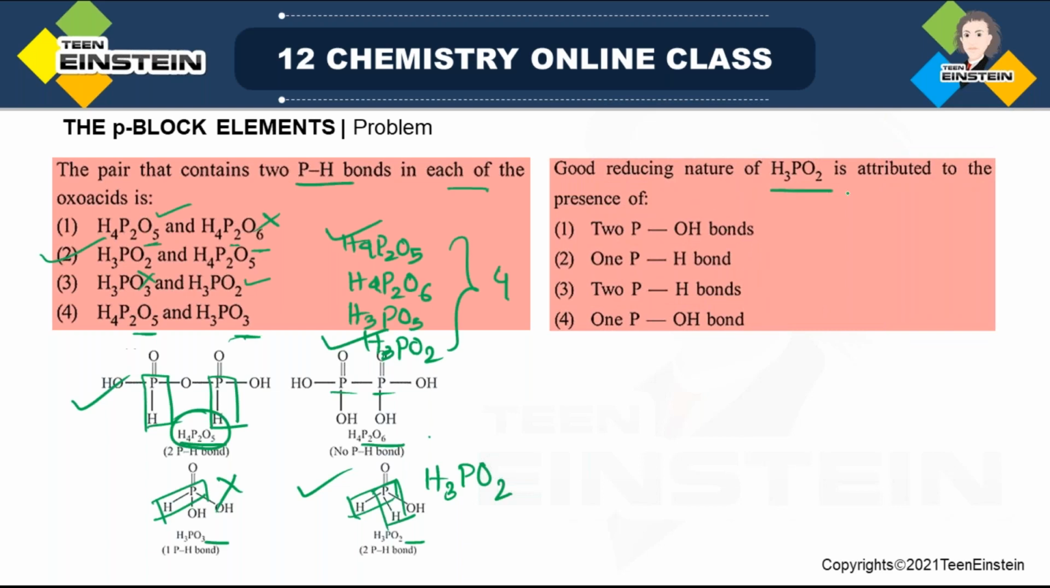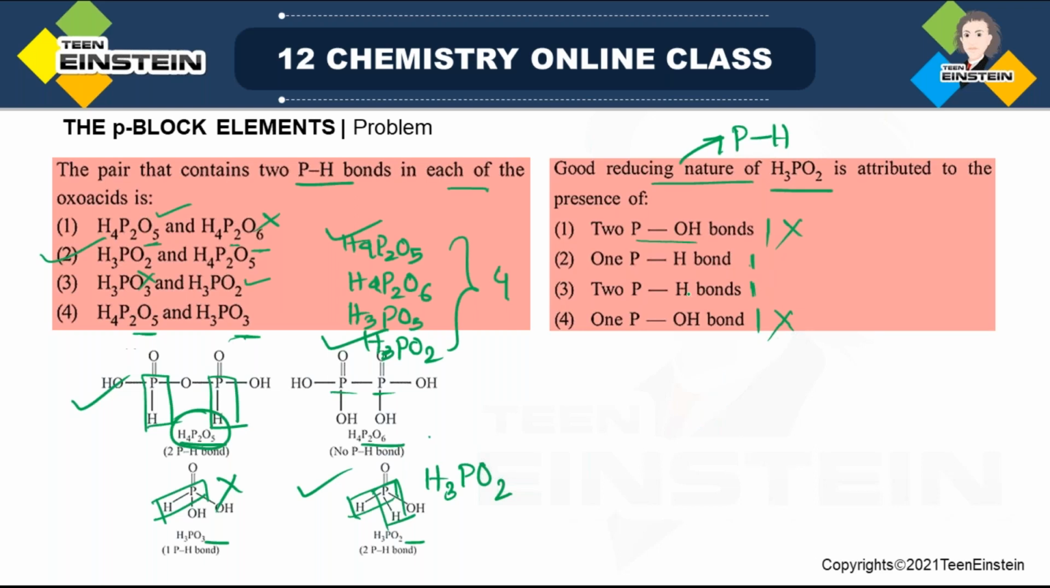Good reducing nature of H3PO2. This is attributed to the presence of how many P-OH bonds or P-H bonds? In option 1 and option 4, there is mention of P-OH bonds, and in option 2 and option 3, there is mention of P-H bonds. But when we are talking about reducing nature, it is because of the P-H bond. So reducing nature is related to the P-H bond. So there must be presence of P-H bonds. So you cannot choose these 2 options as correct because it has nothing to do with P-OH bonds. It has to be the P-H bond.